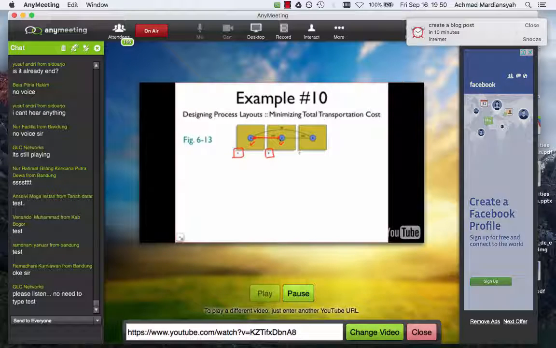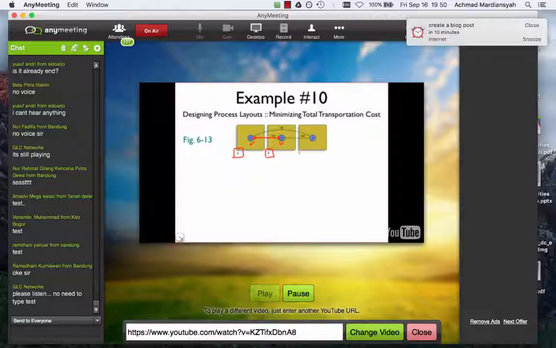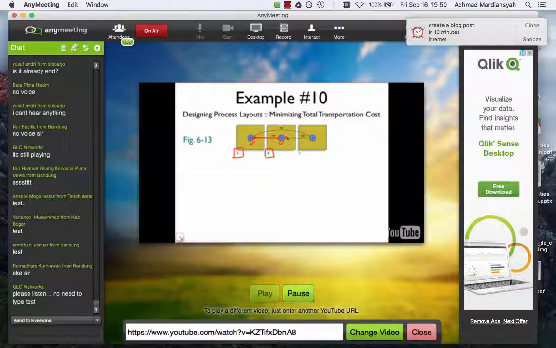There was 170 units or loads going back and forth between these two. And likewise between these guys here was 100. And then not much traffic between 1 and 2, only 30, so we have C over here.